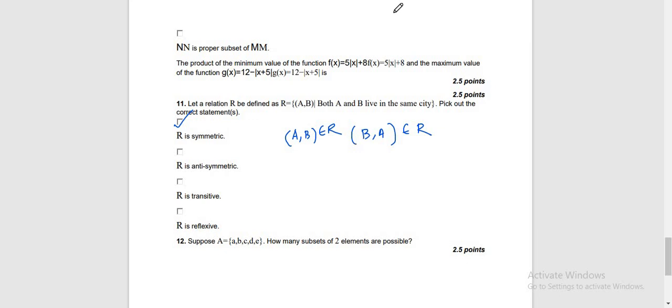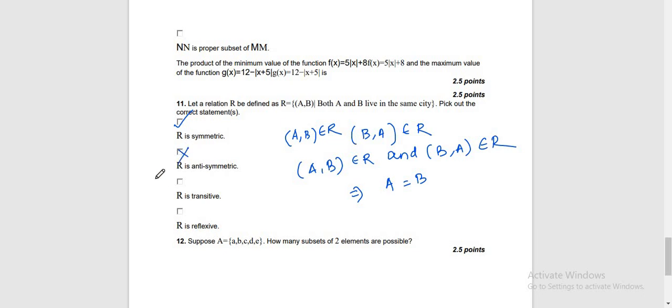It is saying that R is antisymmetric. Let me tell you what antisymmetric means. If you consider (A, B) which is an element of R, and (B, A) is also an element of R, it implies that A is equal to B. Just imagine you and your friend live in the same city, your friend and you live in the same city. Will it conclude that your friend and you are equal? No, definitely not. Hence, R is not antisymmetric, so this option is incorrect.